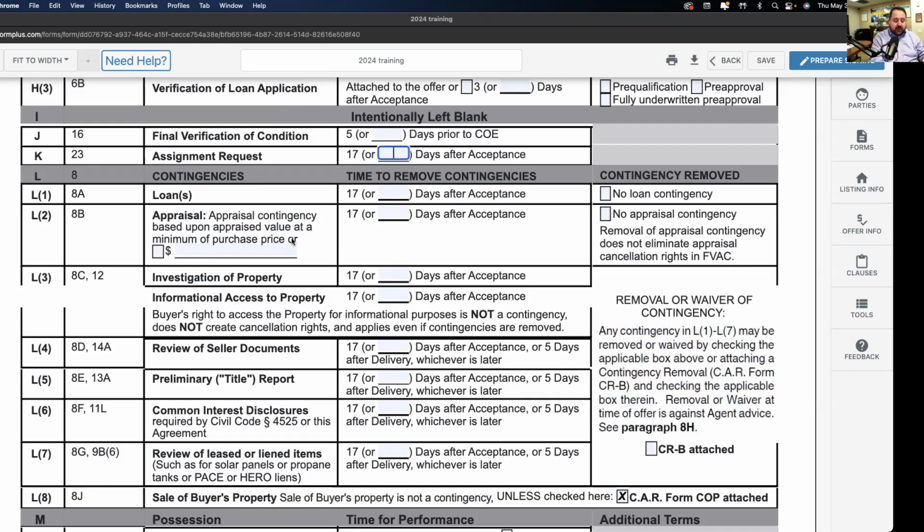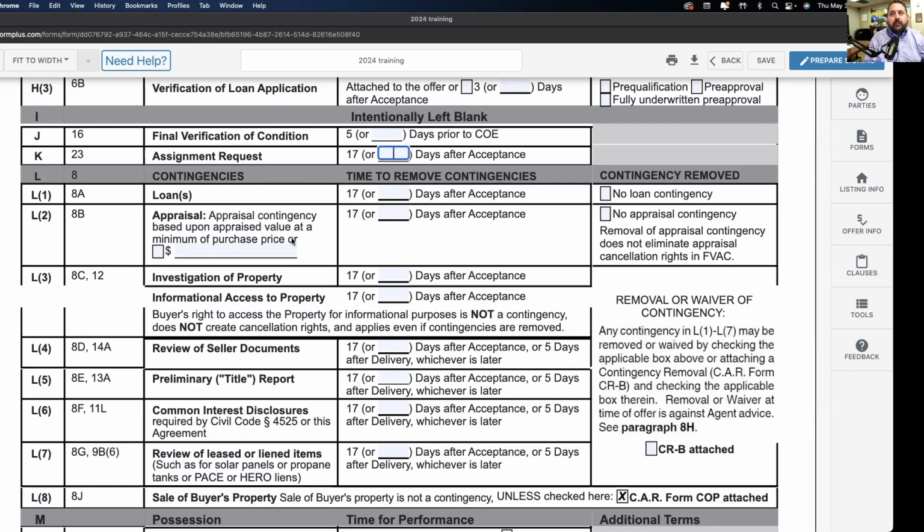even if I'm trying to write a stronger offer, I wouldn't be the one to say to my buyer, we're going to remove the appraisal contingency. If the seller counters me and says, I need you to remove the appraisal contingency based on your offer price, that's different than me being the one saying to my buyer, hey, we're going to remove our appraisal contingency. I don't like that.